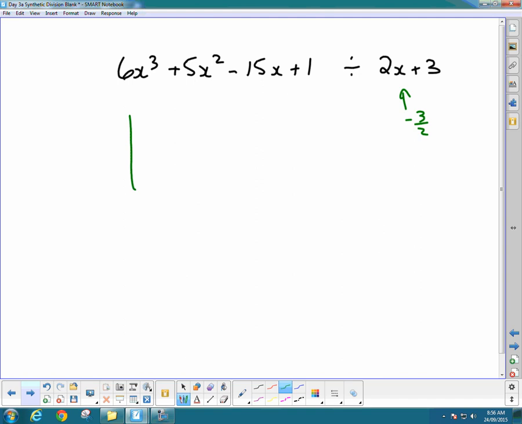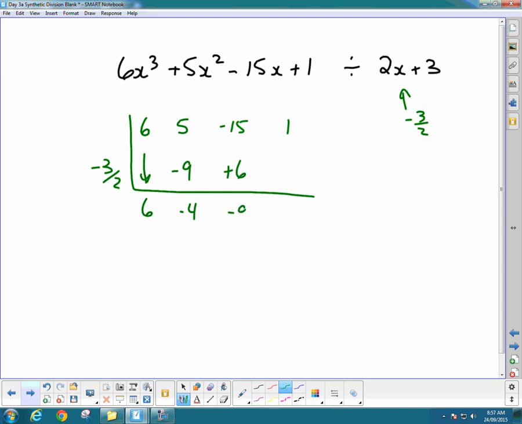So if we try and use this synthetic division, 6, 5, negative 15, and 1, and it's negative 3 over 2, you can see how the math isn't quite as easy. It will still work, okay, except now you're multiplying fractions and so forth. Okay, and if you need to add the fractions, it becomes even more of a challenge. Okay, now this one's not bad. It's negative 9. Add this as negative 4. Multiply this as plus 6. Add them as negative 9.